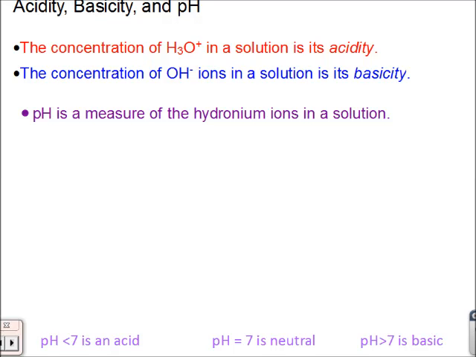So when I measure the concentration of the hydronium in a solution, I call that the solution's acidity. If it has a high acidity, it has high H3O+ ions in it. If I measure the OH-, it's called basicity. The OH- leads to it becoming a base. pH is used as an easier way to talk about things. pH will measure the hydronium ions, the H3O+.